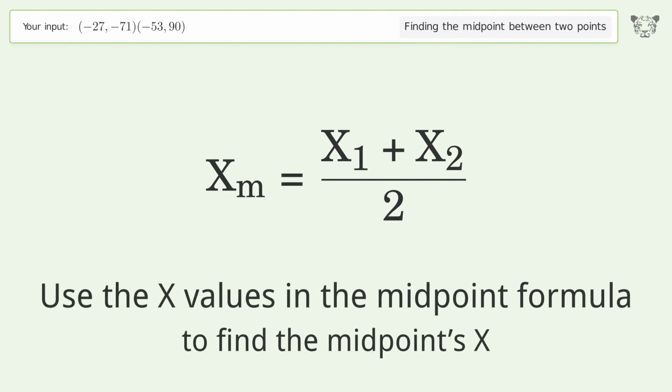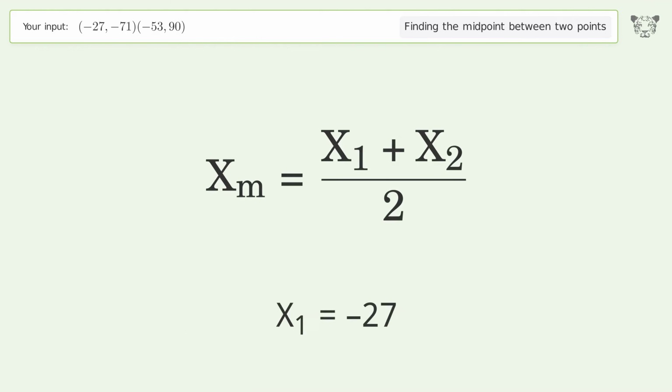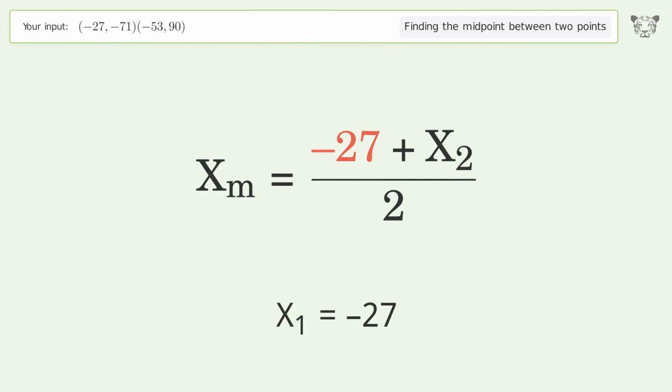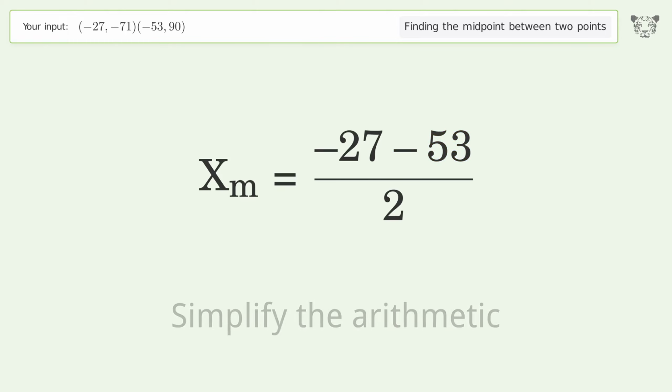Use the x values in the midpoint formula to find the midpoint's x. x1 equals -27. x2 equals -53. Simplify the arithmetic.